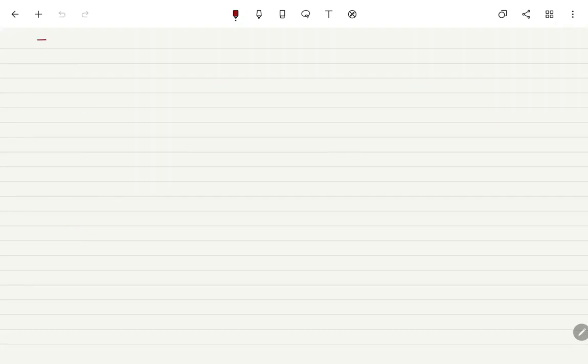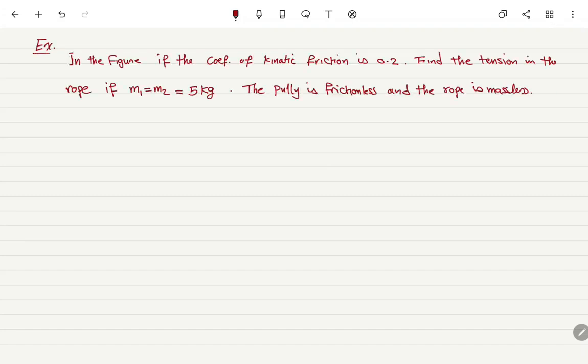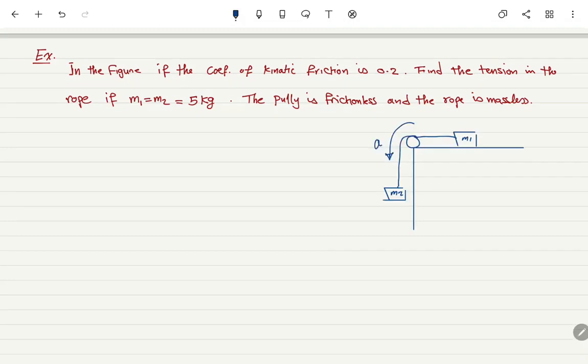One last example. In the figure, if the coefficient of kinetic friction is 0.2, find the tension in the rope, if M1 equals M2, which equals 5 kilograms, assuming that the pulley is frictionless and the rope is massless. As we can see here, we have two masses, M1 and M2, and they are connected by a massless rope, and the coefficient of kinetic friction equals 0.2. The whole system is moving in this direction.